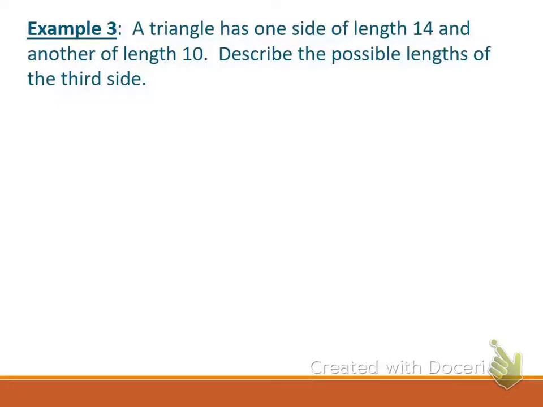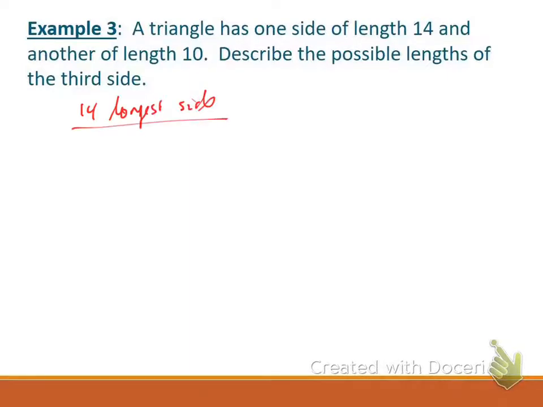So we know that we've got to make a triangle. Next example, we've got to make a triangle where one side has a length of 14 and another has a length of 10. What are the other possible side lengths, right? Well, there's two situations for this third side. First of all, the third side might not be the longest, right? The 14 might be the longest side.